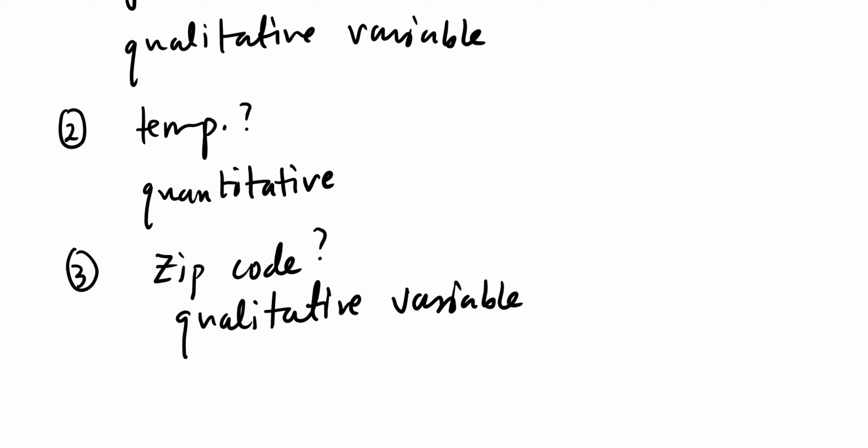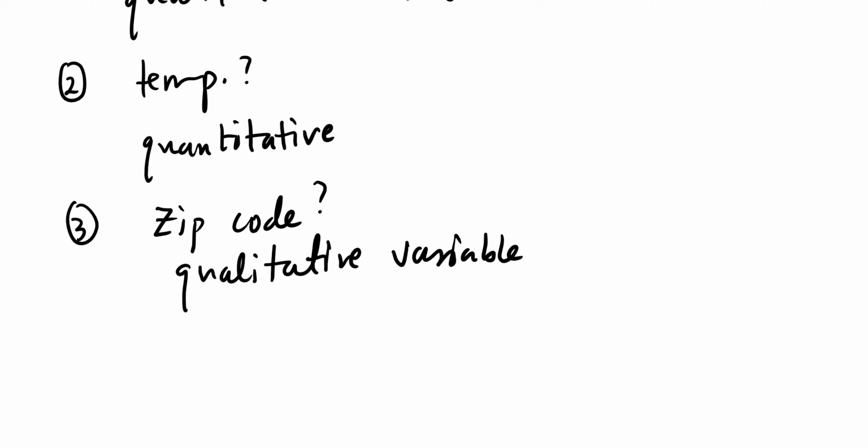Another thing to convince you that zip code is not quantitative is that when you have 2 zip codes and add them up, it doesn't mean anything. It's not a meaningful result. But temperature-wise, if I add 22 degrees plus 11 degrees, that would be 33 degrees, which is another temperature. But zip codes don't provide any meaningful information.